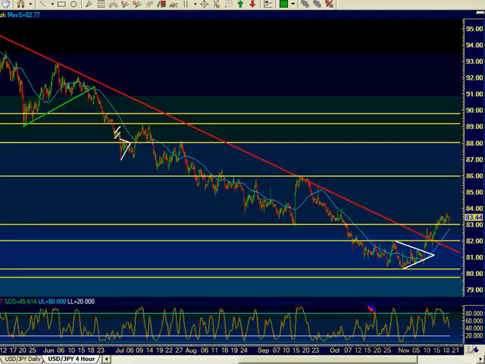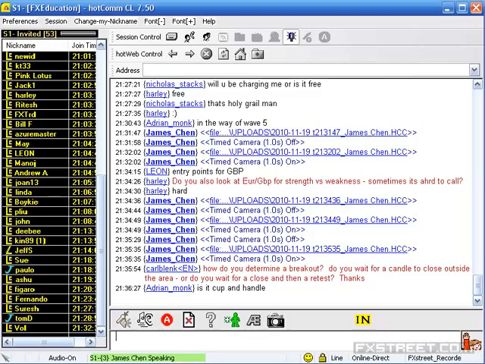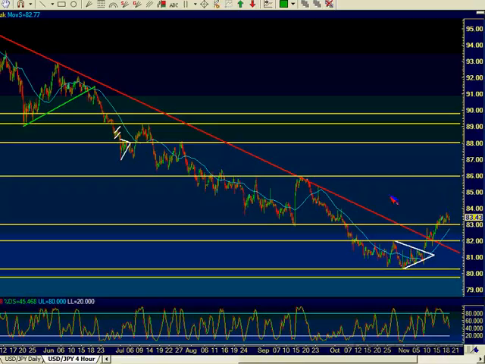I'm looking to target around the 86 area. Perhaps a cup and handle again. But to me, this is sort of confirming a possible reversal in dollar yen.